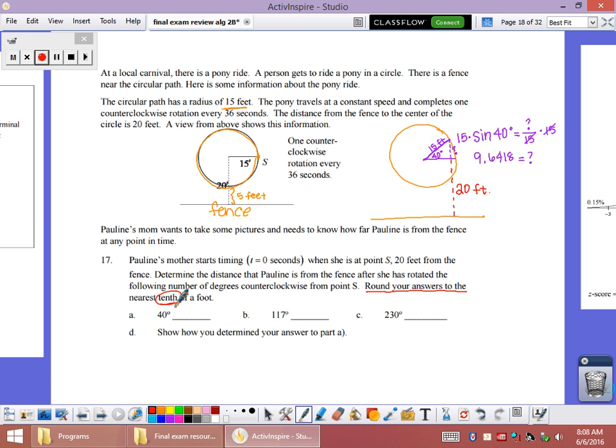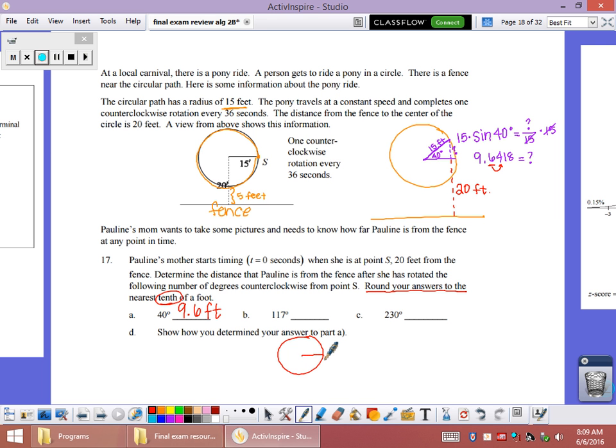But if you read the directions, it says round your answers to the nearest tenth of a foot. So I want to round to this place. So I look at the place right after it. It's a 4, which means round down, meaning we're going to leave our answer at 29.6 feet.